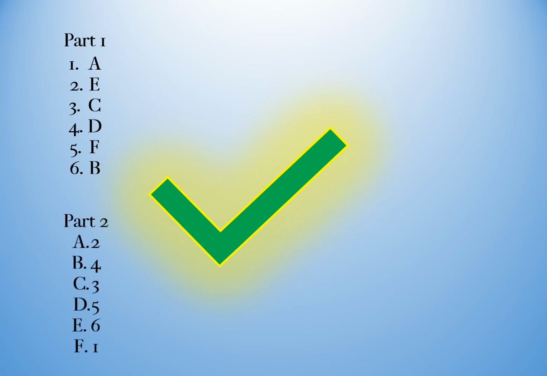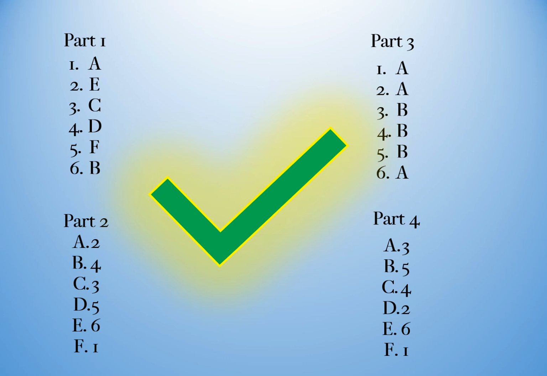Okay, here are your answers to check. Part 1, A, E, C, D, F, B. Part 2, 2, 4, 3, 5, 6, 1. Part 3, A, B, B, B, A. And part 4, 3, 5, 4, 2, 6, 1. How did you do? Did you do okay? Good. Let's talk about the test.